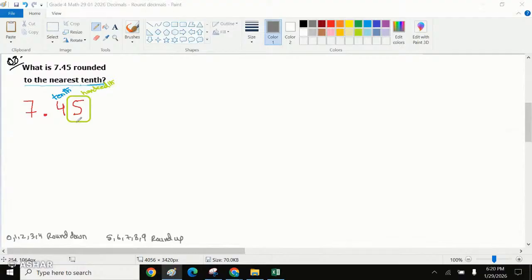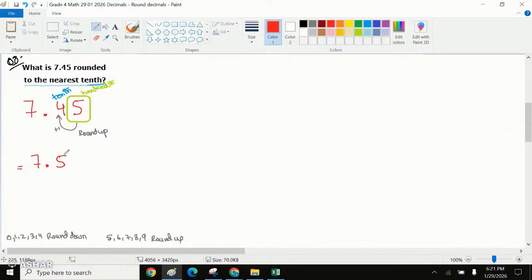That means 5 will round this up. That means 1 is added to the next number. Therefore, the answer will come out to be 7.45 will become 7.5. Do we agree on question number 8 that this will become 7.5?